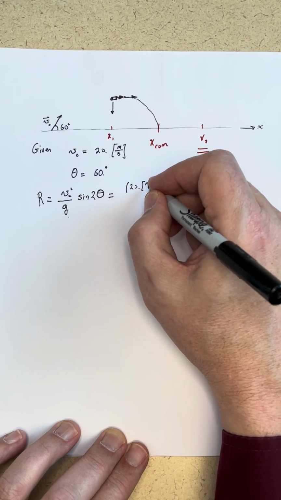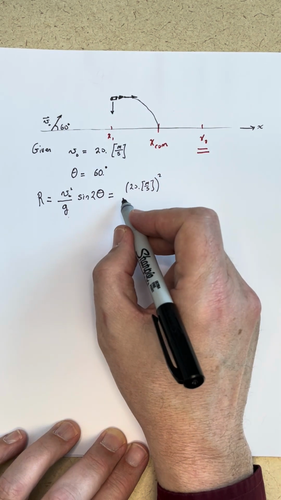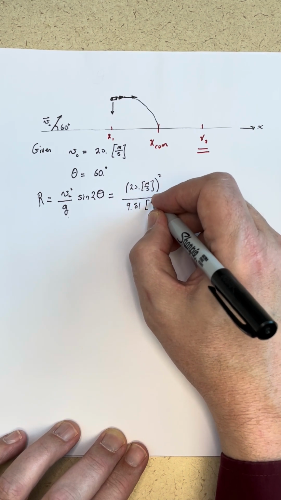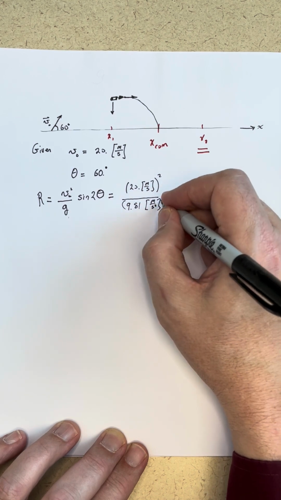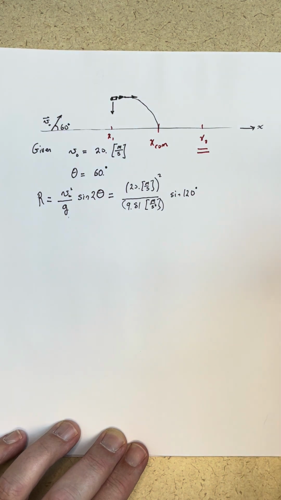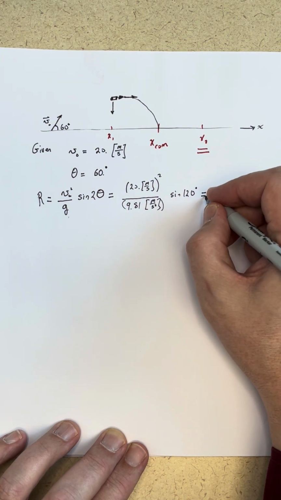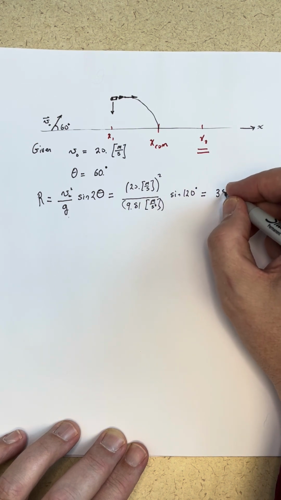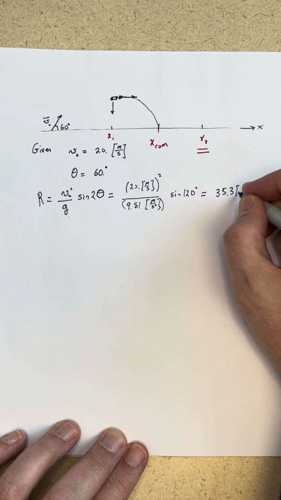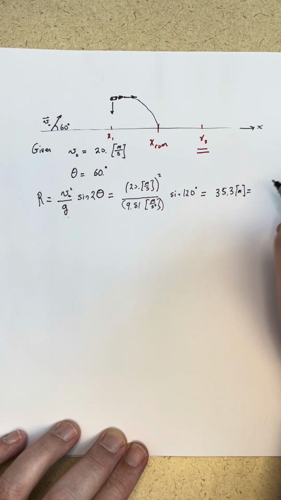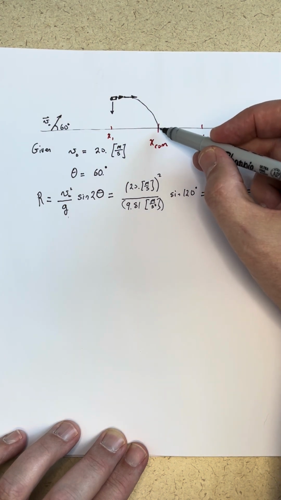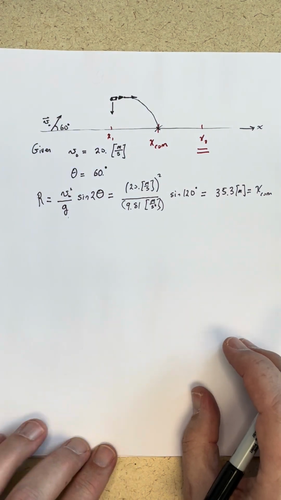So 20 meters per second, quantity squared. We are on Earth, home sweet home. And the launch angle is 60 degrees, so this is sine 120 degrees. So to 3 decimal places, I get that to be 35.3 meters. And that is where the projectile would have landed had it stayed together.